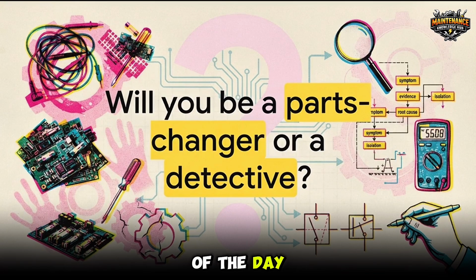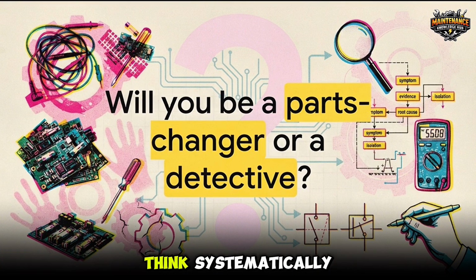At the end of the day, the most important skill in electrical troubleshooting isn't knowing every single component by heart. It's learning how to think systematically. Remember our core mantra for today. Go from symptom to evidence, from measurement to isolation, and from root cause to corrective action.